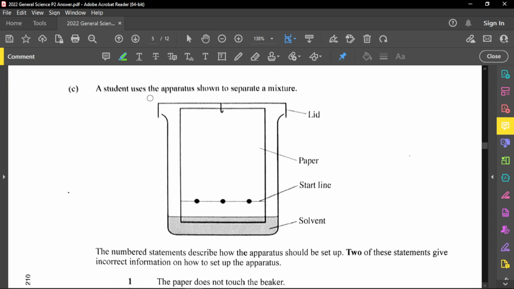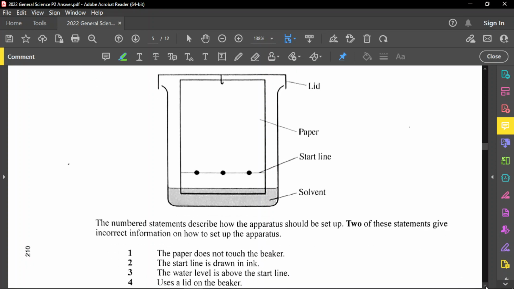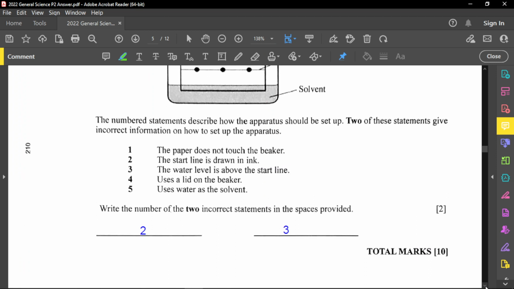A student uses the apparatus shown to separate a mixture. Here we have a lid, we have the paper, we have the start line, we have the solvent. And let's go to the question. It said the numbered statements describe how the apparatus should be set up. Two of these statements give incorrect information on how to set up the apparatus. So we have two statements that are incorrect. And so here are the statements.